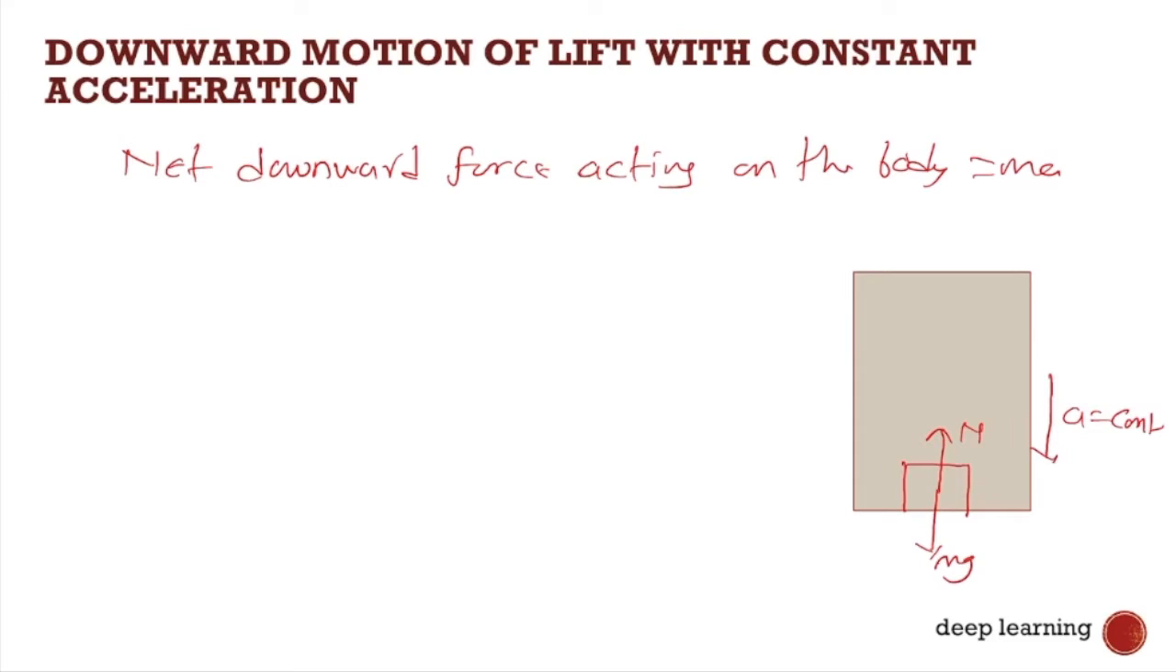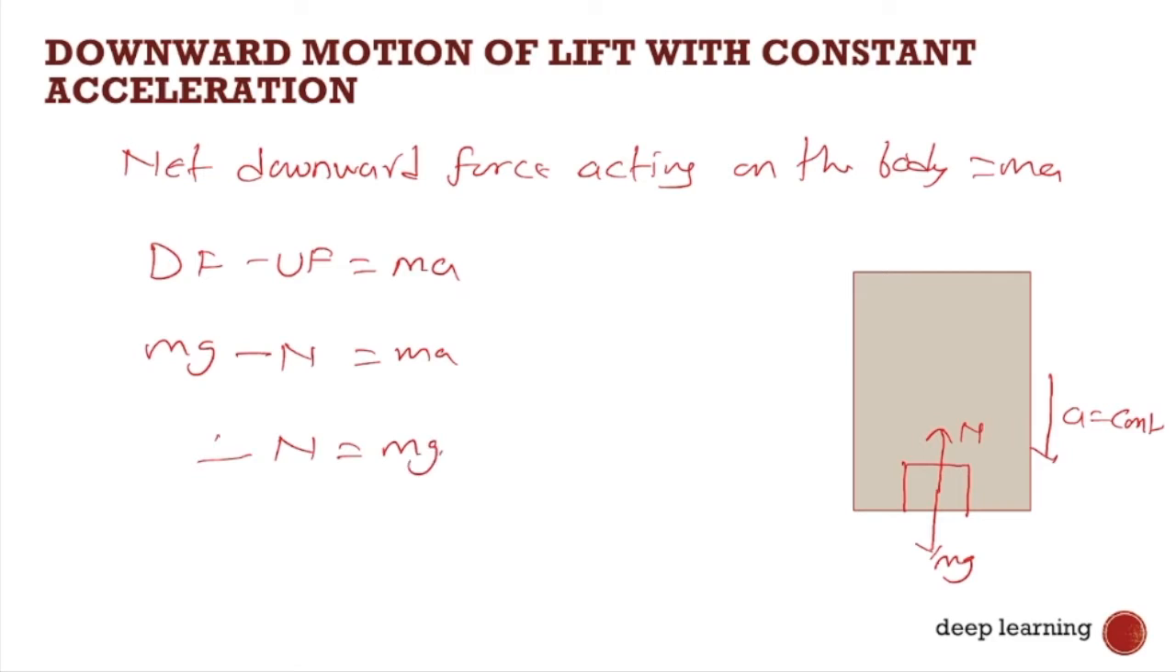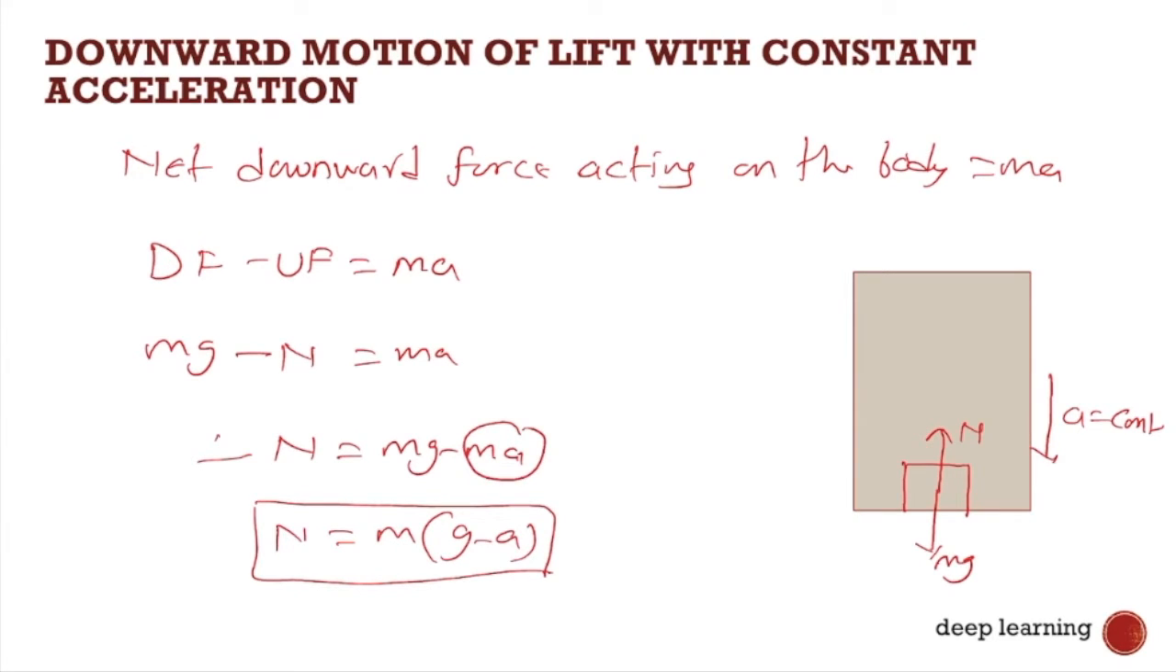Downward force, as we are determining the net downward force, so downward force minus upward force must be equal to ma. Downward force is mg, upward force is N, so mg minus N is equal to ma, so you will get N is equal to mg minus ma, or m(g minus a). Now you can see ma has been subtracted from the weight of the body. As you have subtracted something from the weight of the body, it means the apparent weight of the body will get decreased.